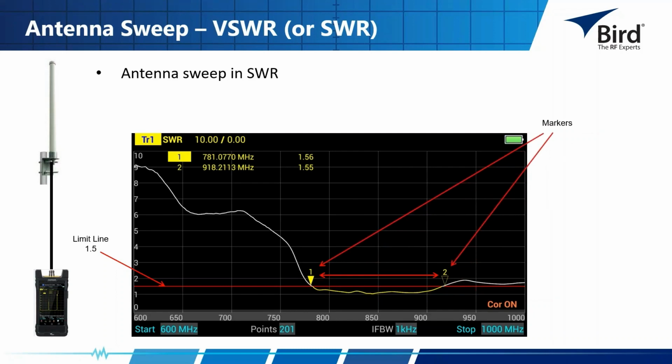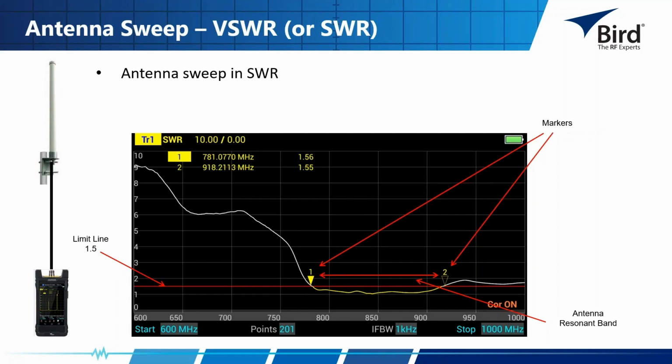My markers move down, and if you look, the resonant band is in between. And take a look at the marker values up at the top left. Marker 1 is still 781.0770, which did not change from my return loss sweep.